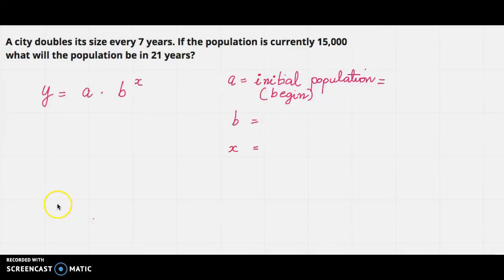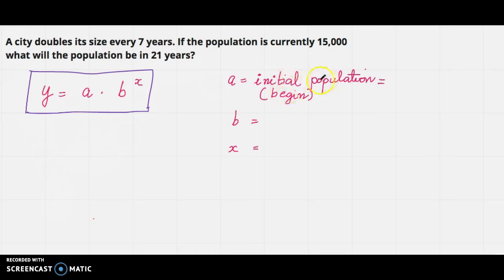We're going to do some exponential word problems on exponential growth and exponential decay. The first question: a city doubles its size every 7 years. If the population is currently 15,000, what will the population be in 21 years? So we're going to use our exponential equation, y equals a times b to the power of x. This is the main equation that we're going to be using in this section.